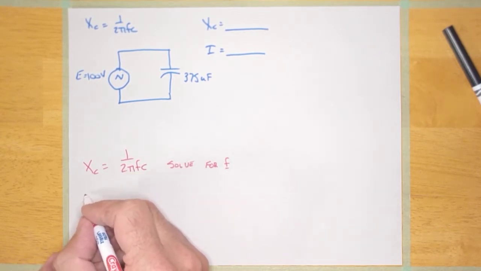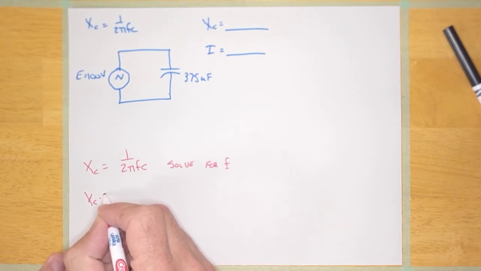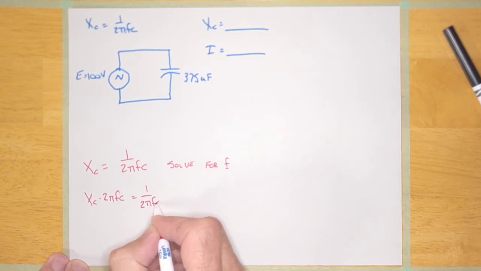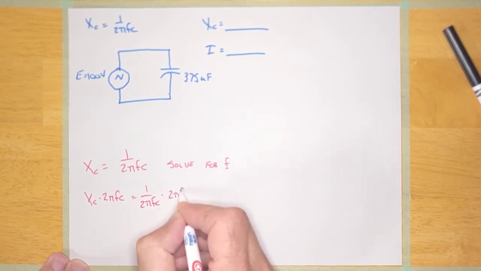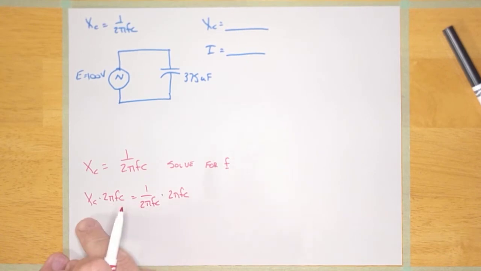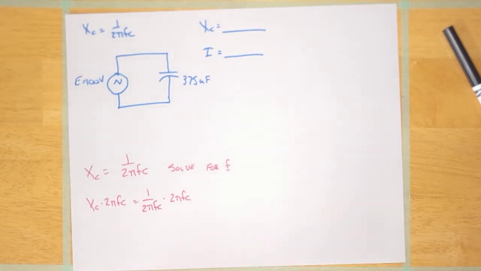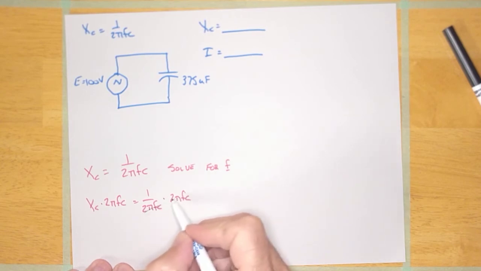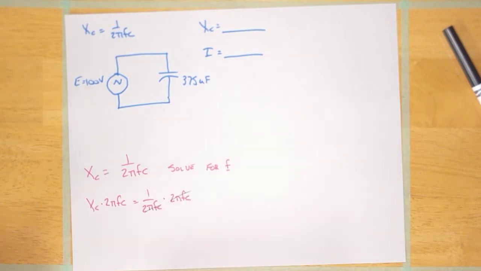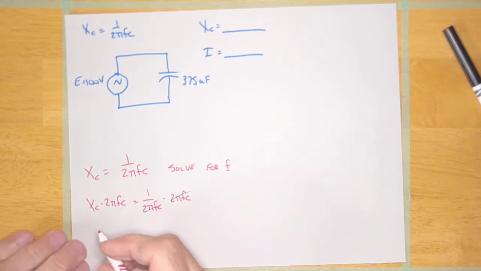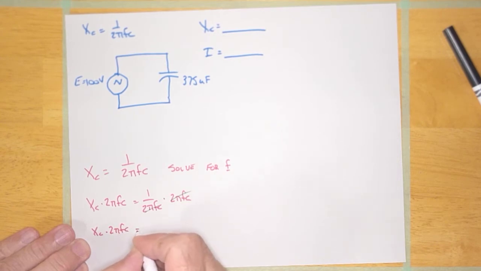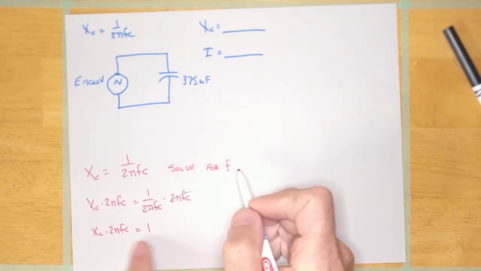It ends up being Xc times 2 pi fC is equal to 1 over 2 pi fC times 2 pi fC, because whatever you do to one side of the equal sign, you must do to the other side. Now, we haven't really transposed it, but what we've done is simplified it a bit, because now on this side I have 1 divided by this times that, and it means those two actually get eliminated, and I end up with a formula that looks like this: Xc times 2 pi fC is equal to 1.